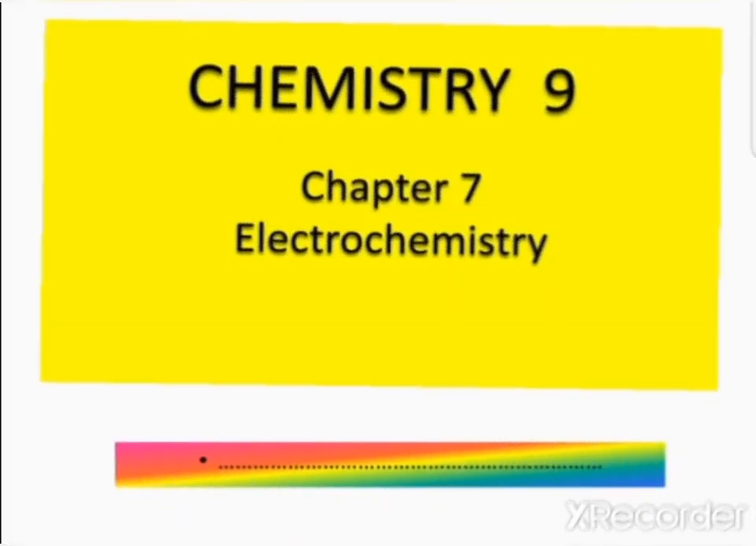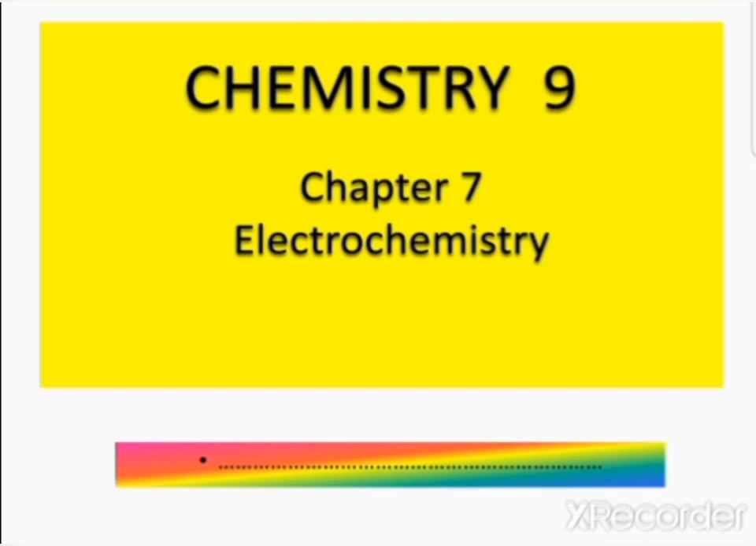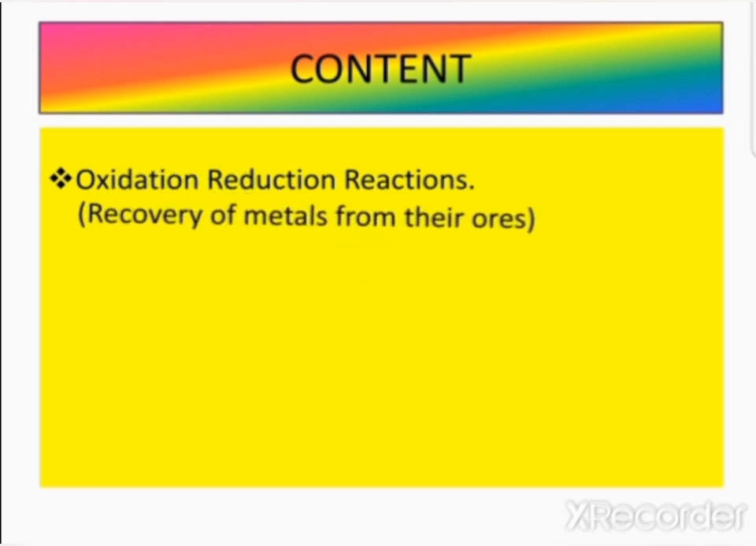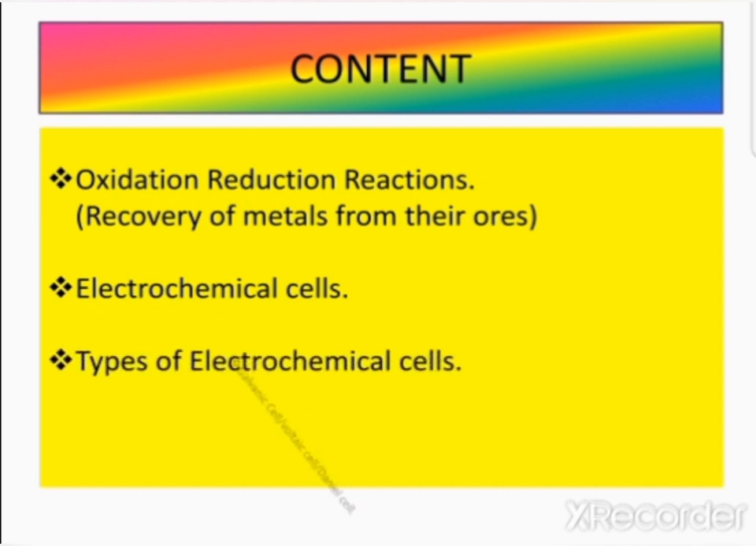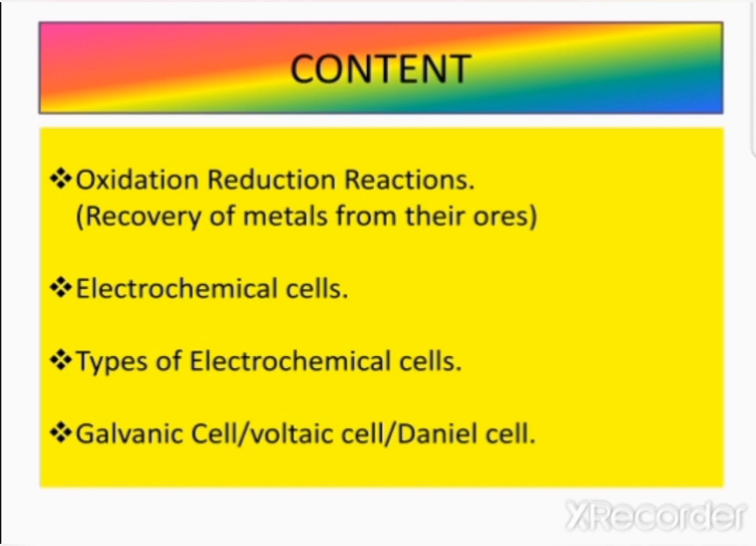Today we are going to continue our chapter 7 that is related to electrochemistry. Today we are going to discuss oxidation reduction reactions which are used in the recovery of metals from their ore. We are going to study electrochemical cells, different types of electrochemical cells, and we are going to discuss galvanic cell, also known as voltaic cell or Daniell cell.